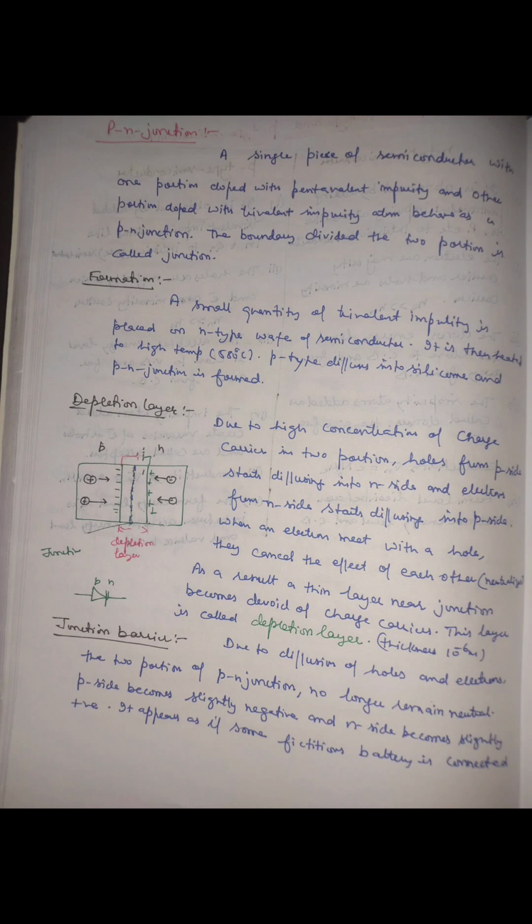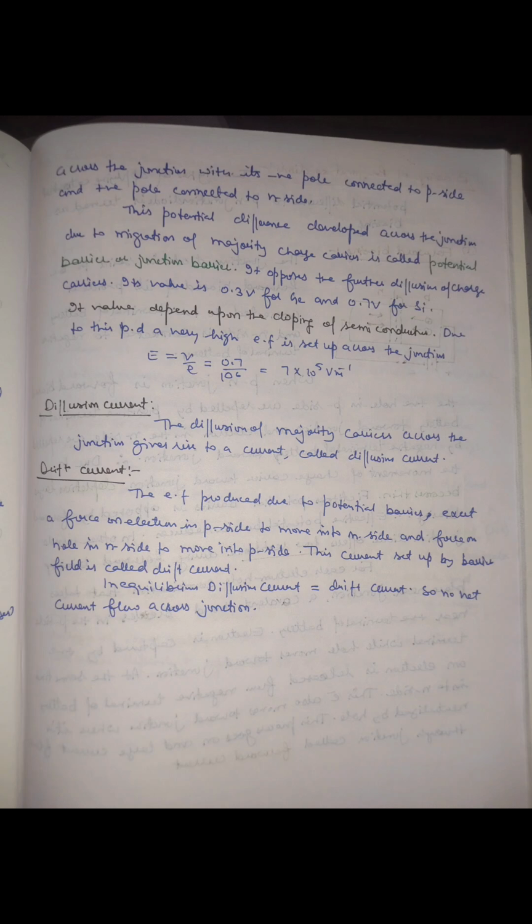Due to diffusion of holes and electron, the two portions of p-n junction no longer remain neutral. P side becomes slightly negative and n side becomes slightly positive. It appears as if fictitious batteries connected across the junction with negative pole connected to p side, positive pole connected to n side. This potential difference across the junction is called potential barrier or junction barrier. It opposes the further diffusion of charge carrier. Its value is 0.3 volt for germanium and 0.7 volt for silicon.